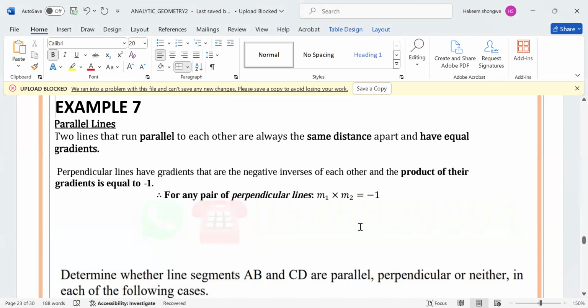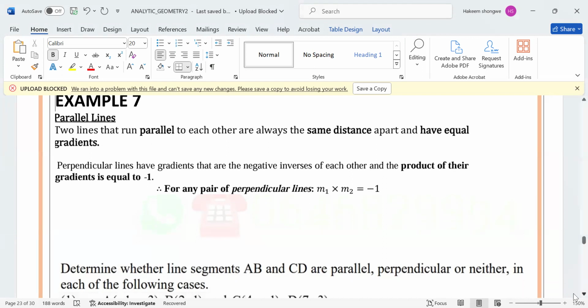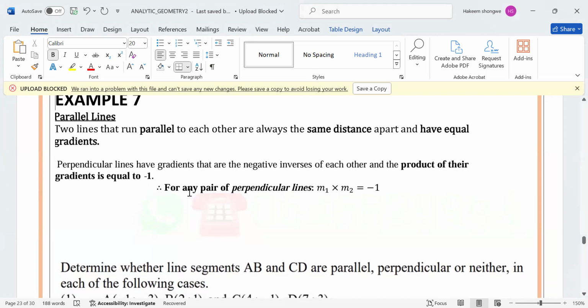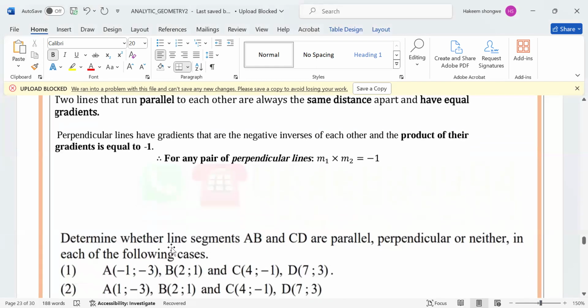Now let's check this one. In example number 7, we have perpendicular lines. For perpendicular lines, if I have M1 multiplied by M2 and they give us -1, then the lines are going to be perpendicular. Example number 7 says, determine whether line segments AB and CD are parallel, perpendicular, or neither. So what is it that you have to do as a learner?